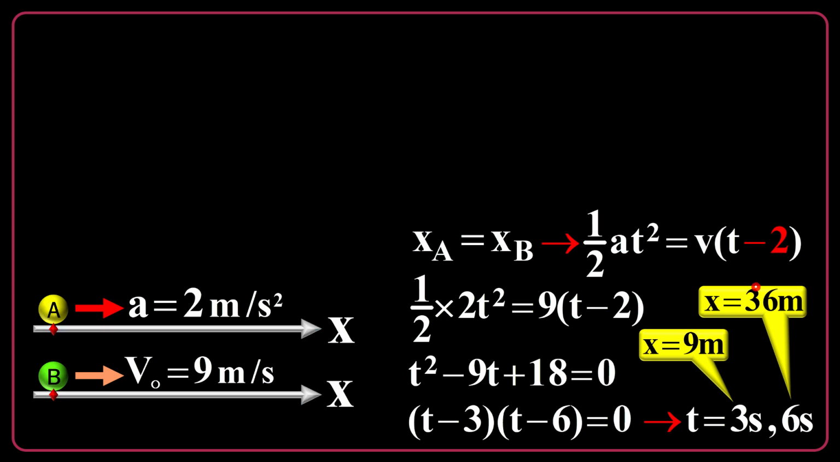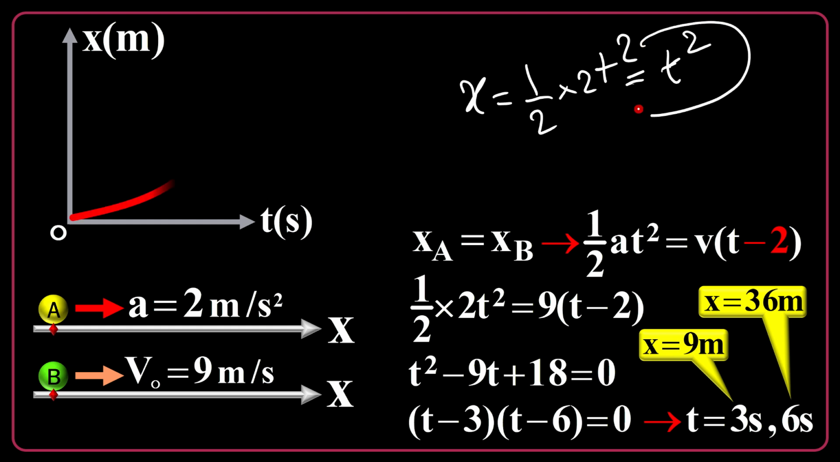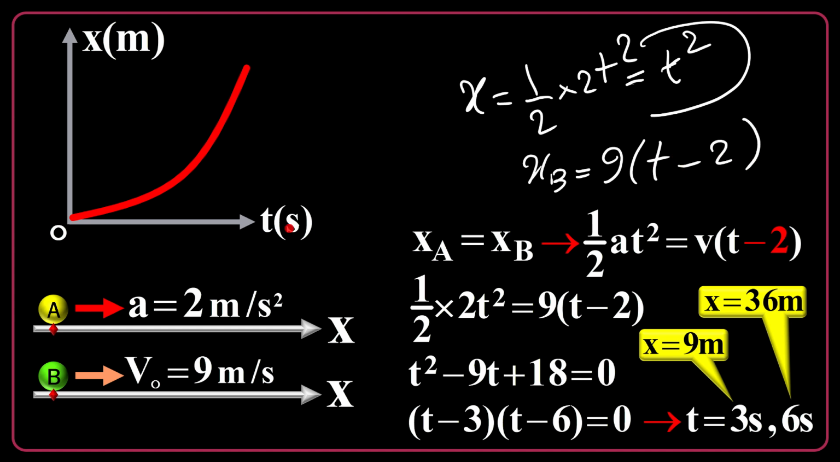To continue, I should explain something more. Let's draw the x-t graph to see what happened. For a, xa is a half of at squared. This is the equation of motion for A. So it's t squared. It's a parabola concave up, starting from the origin. For the B, basically xb is equal to 9 times t minus 2. Okay, because this is the time scale of A. So in that time scale, it will be t minus 2 for B.